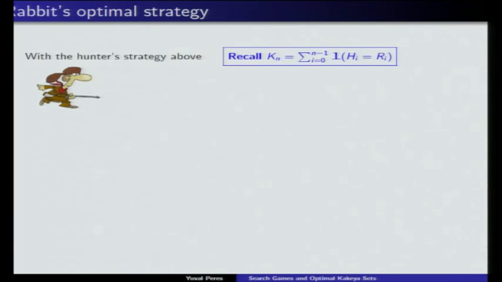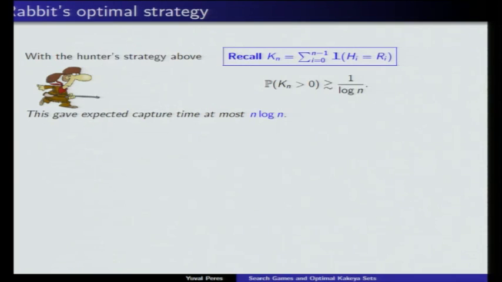So once you know that, you get the second moment bound, and the probability of collision in n steps is at least 1 over log n, which gives a capture time of at most order n log n. Because with probability at least 1 over log n per round, the number of rounds needed to capture will be log n, so this gives an n log n upper bound.